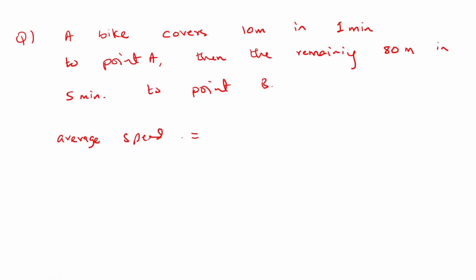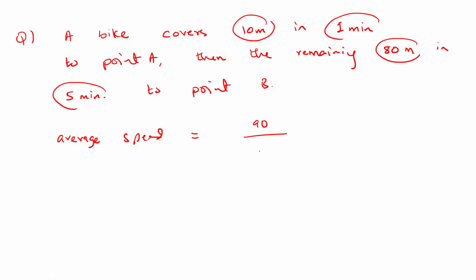So how should you go? Total distance, that's 10 meters and 80 meters, that's 90 meters. Total time, that's 1 minute plus 5 minutes, that's 6 minutes. So that's 6 into 60. Your answer to this would be 90 divided by 6 into 60. That's 360. So 90 divided by 360 is 0.25 meters per second. Do you guys get this part?